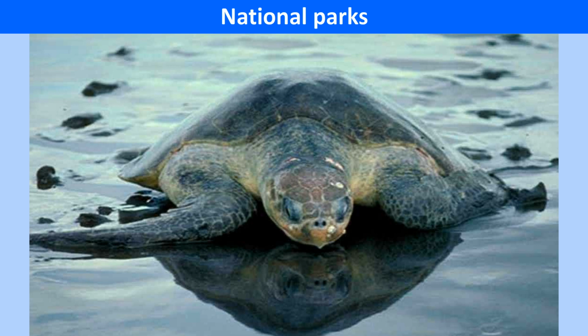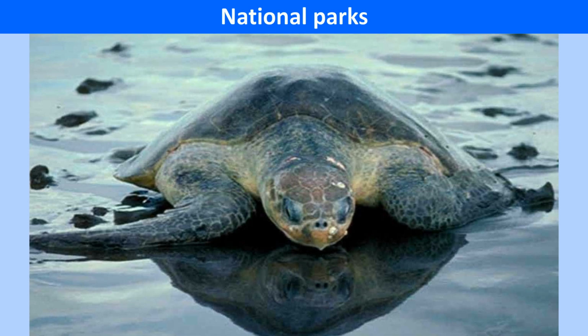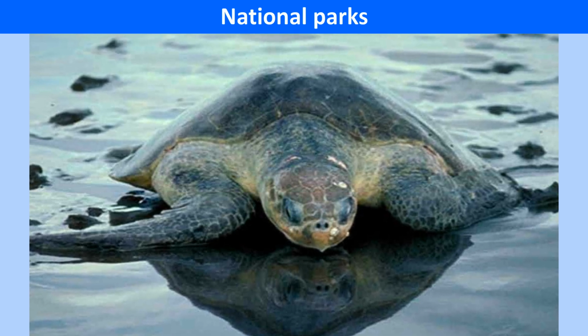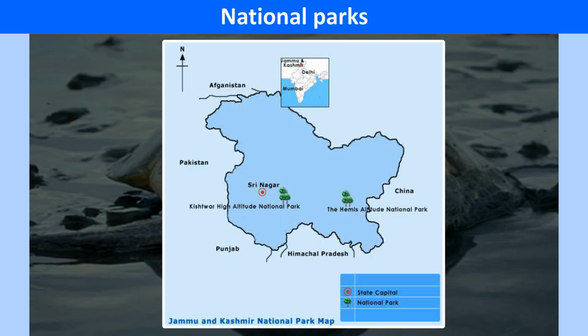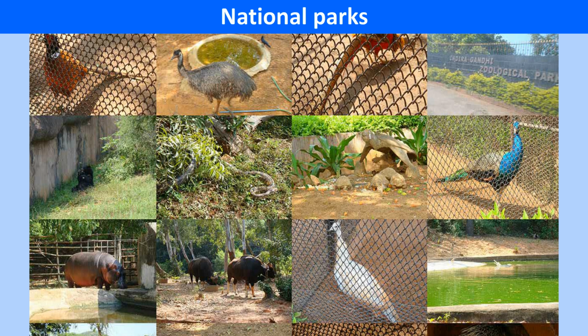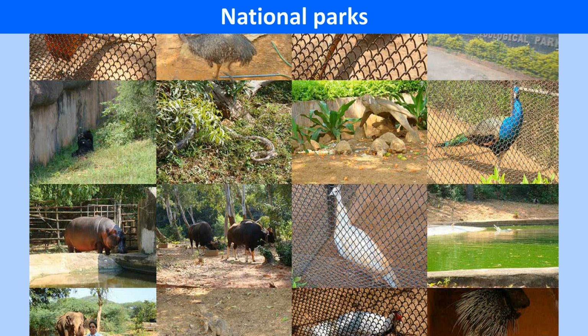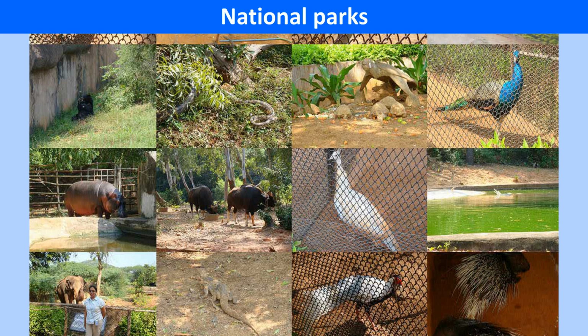Polar bear, cheetah, and manatee are some threatened species which may face extinction. Olive ridley turtles visit the coasts of Odisha to breed every year between October and May. The largest national park in India is the Hemis in Jammu and Kashmir, 3,350 square kilometer, followed by the Desert National Park in Rajasthan, 3,162 square kilometer.